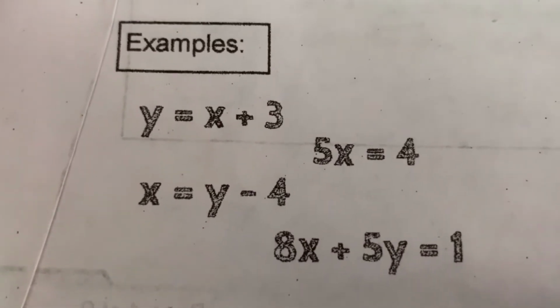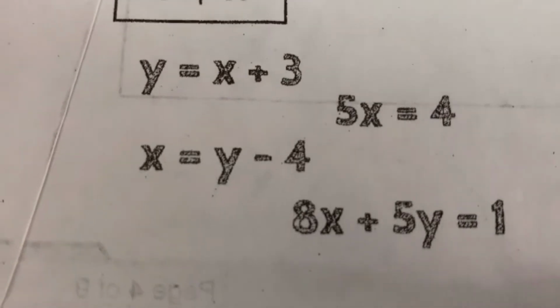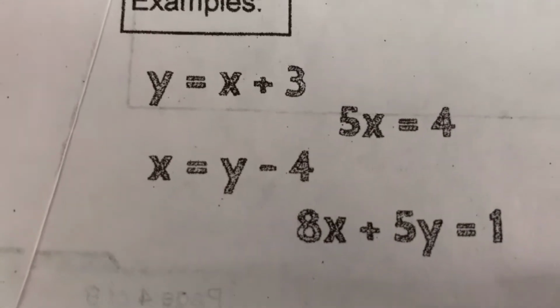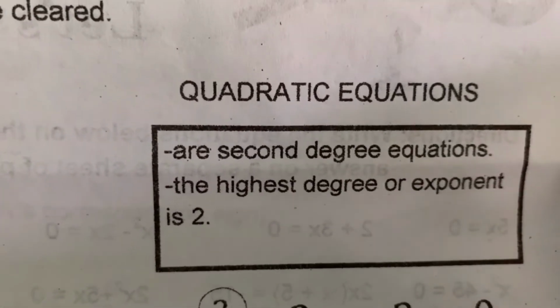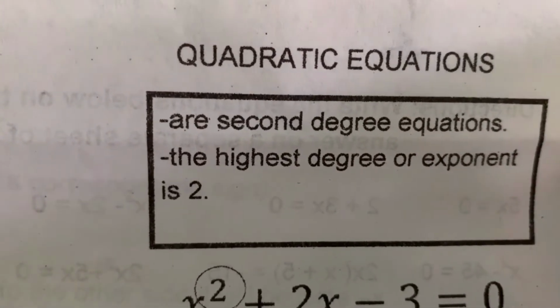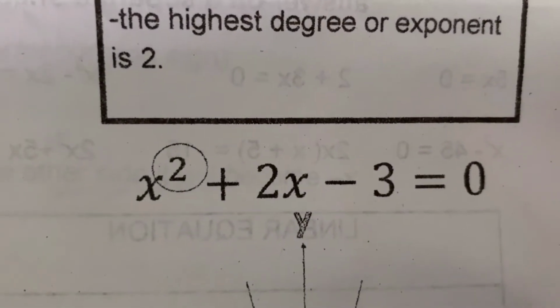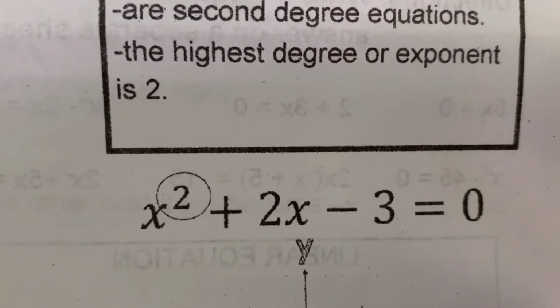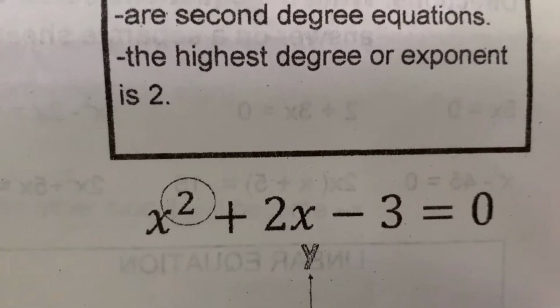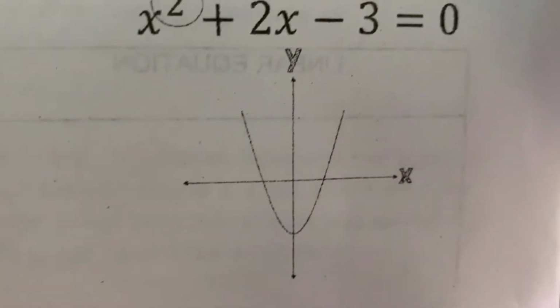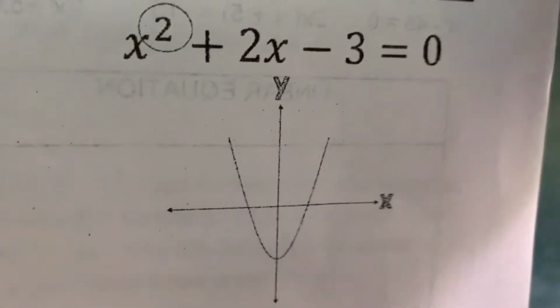y equals x plus 3, x equals y minus 4, 5x equals 4, we also have 8x plus 5y equals 1. Let's proceed. On the other hand, quadratic equations are second-degree equations. The highest degree or exponent is 2. As you can see here in our given example, we have x squared plus 2x minus 3 equals 0. Now, what makes this equation a quadratic equation? It's so visible. The highest degree or exponent is 2. The graph of a quadratic equation is a parabola.